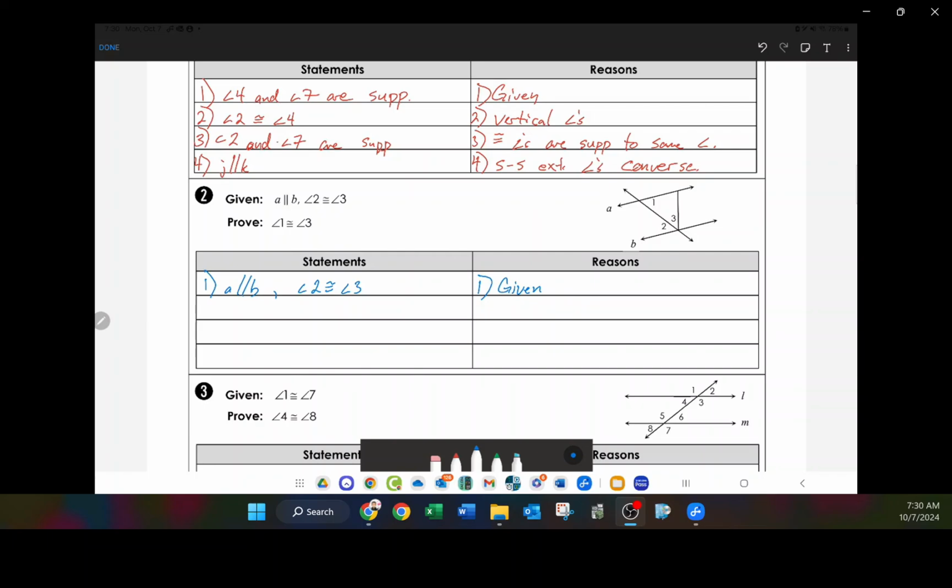And how can I say that angle 1 is congruent to angle 2? What kind of angles? Yes. Alternate interior. There you go. So angle 1 is congruent to angle 2 because the lines are parallel. And if they are parallel, alternate interior angles are congruent.